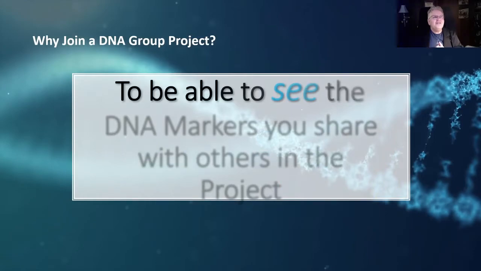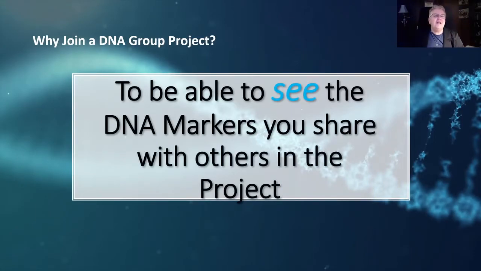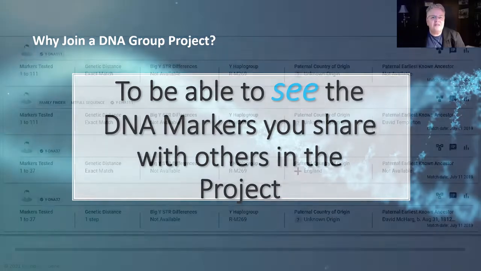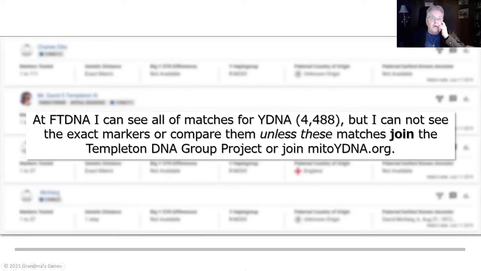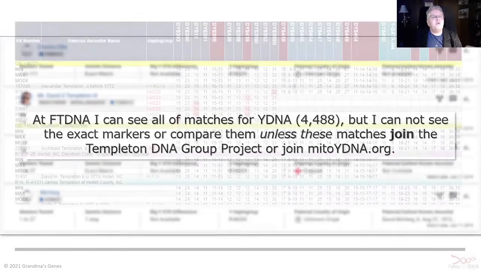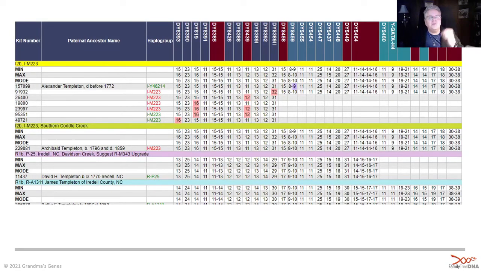Another reason to join is to be able to see the DNA markers you share with other people in the project. If I go to FTDNA and I look at my dad's matches, I don't actually see any of the markers listed. I see other information, but I don't see any of the DNA data. My cousin Wayne has 4,488 matches that all have this same information. But if I want to see the data, I have to either join a project or get my matches to upload to mitawhydna.org.